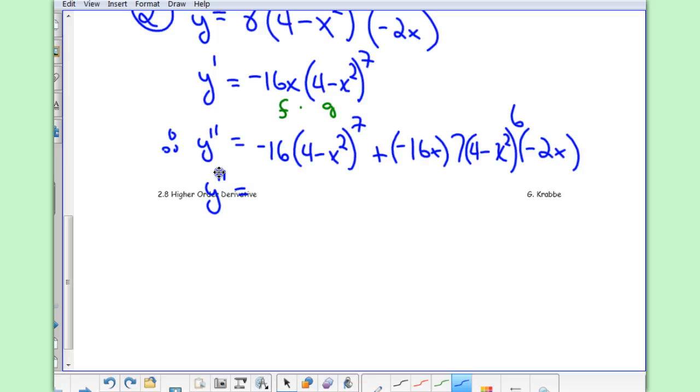You need to do some simplifying, so that can be minus 16. We'll just leave this alone. 4 minus x squared to the 7. We can put all this together as positive 224x and a 4 minus x squared to the 6.